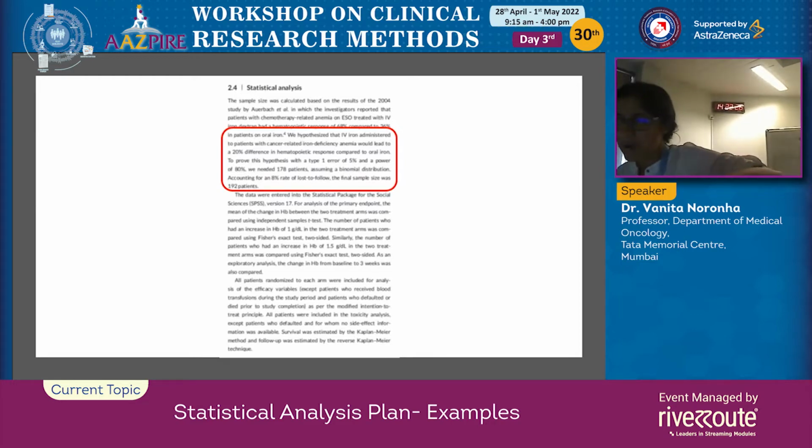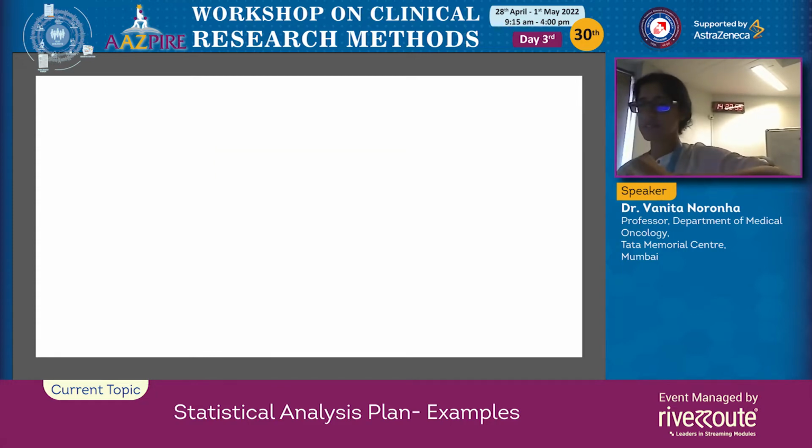Our hypothesis was that IV iron administered to patients with cancer-related iron deficiency anemia would lead to a 20% difference in hematopoietic response compared to oral iron. And to prove that hypothesis with a type 1 error of 5% and a power of 80%, we needed 178 patients, assuming a binomial distribution, etc. So fine, right? That looks like a reasonable statistical hypothesis and a reasonable plan.